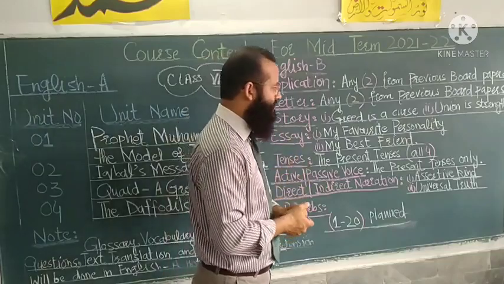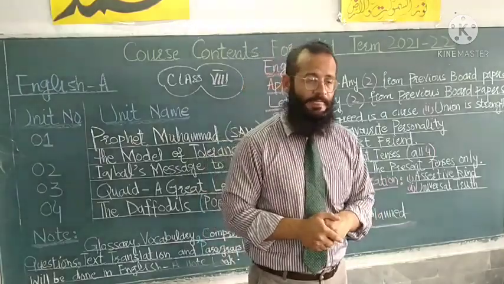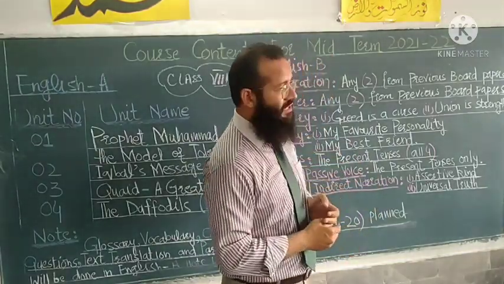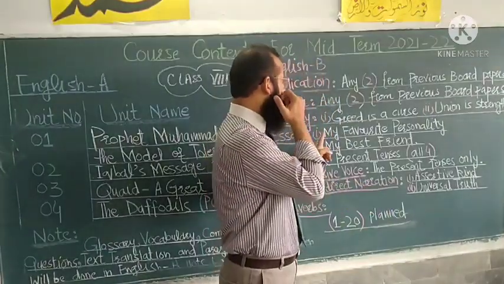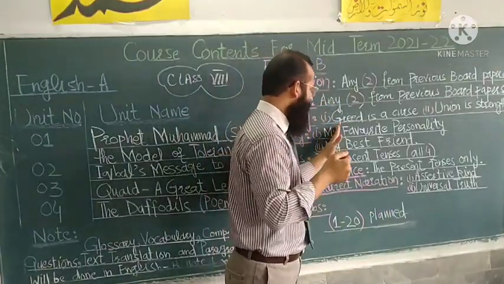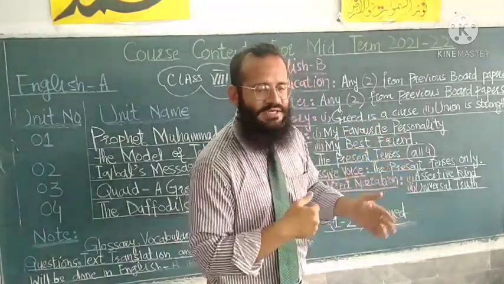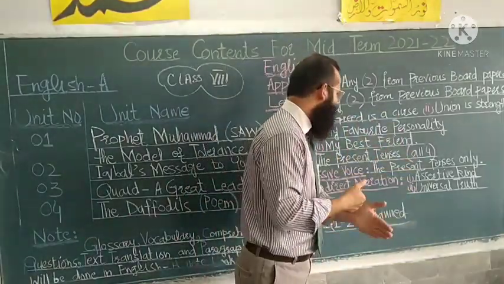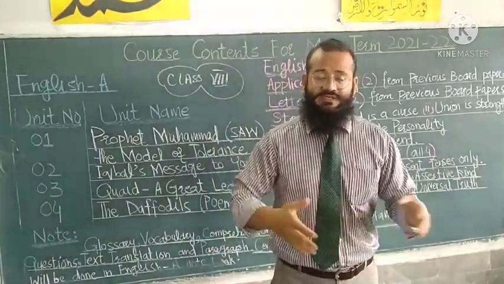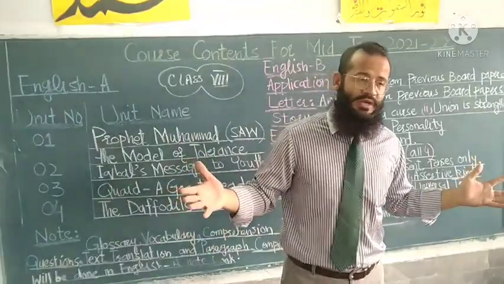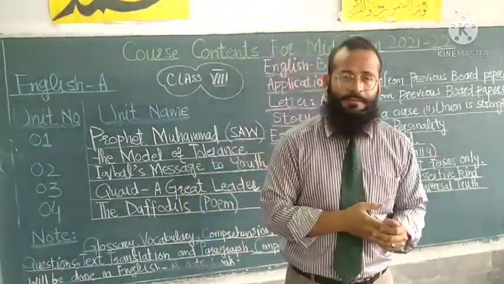The most important part of English reading is the essay. And in your examination, it carries 10 marks. So we will discuss two essays. One is my favorite personality, and the second is my best friend. So keep in mind that in my favorite personality, they will have different ones. Once again the teacher will make different groups.